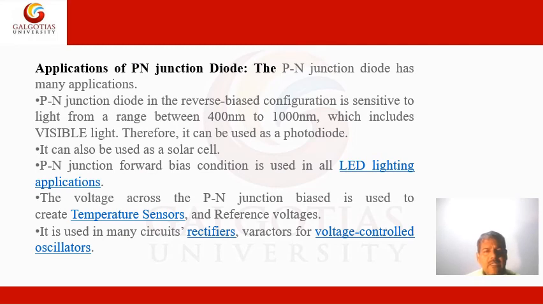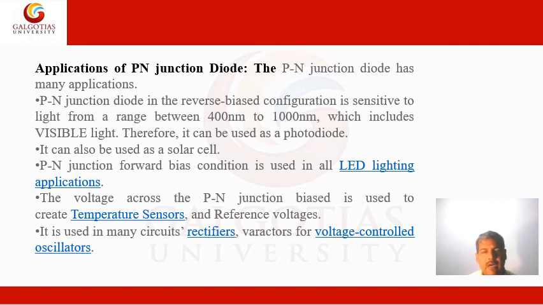Now, applications of the PN junction diode. The PN junction diode has many applications. The PN junction diode in the reverse bias configuration is sensitive to light in a range from 400 nanometers to 1000 nanometers, which includes visible light. Therefore, it can be used as a photodiode. It can also be used as a solar cell.